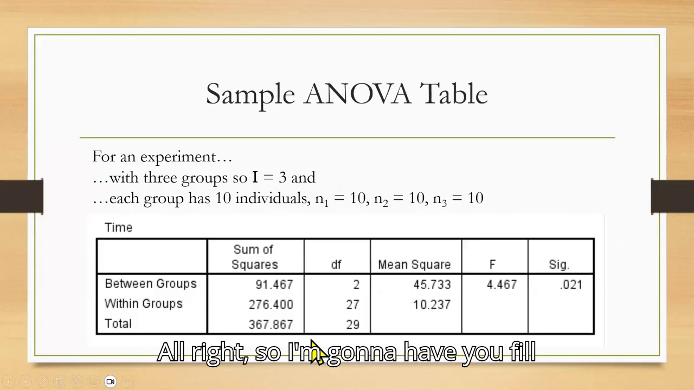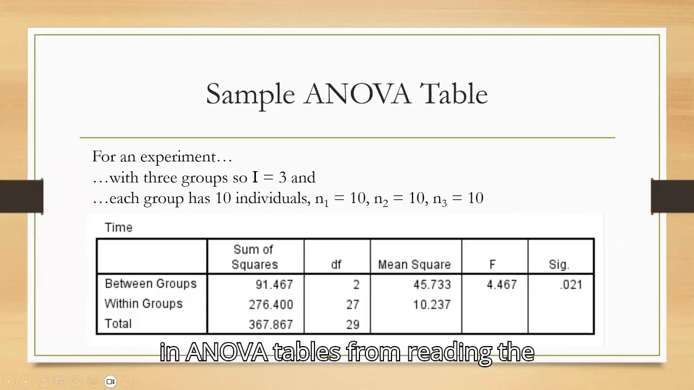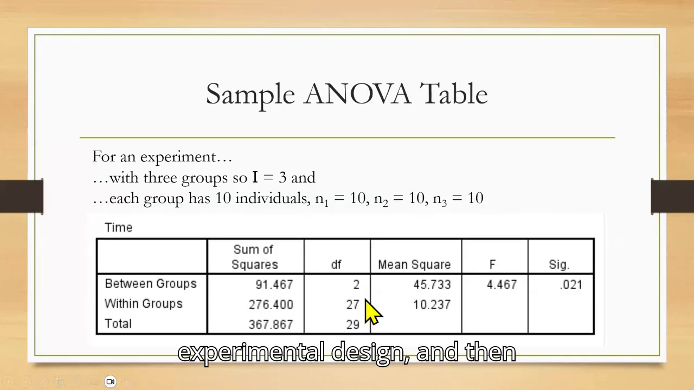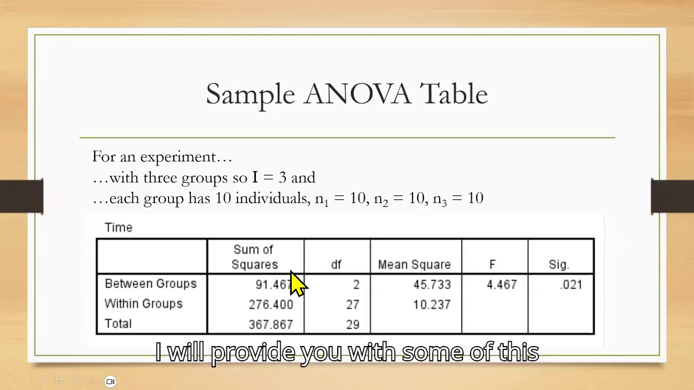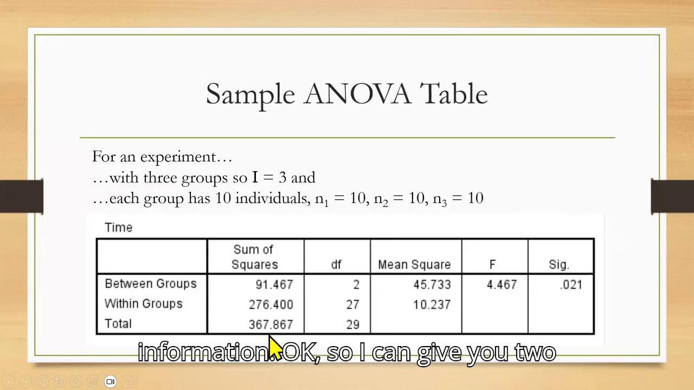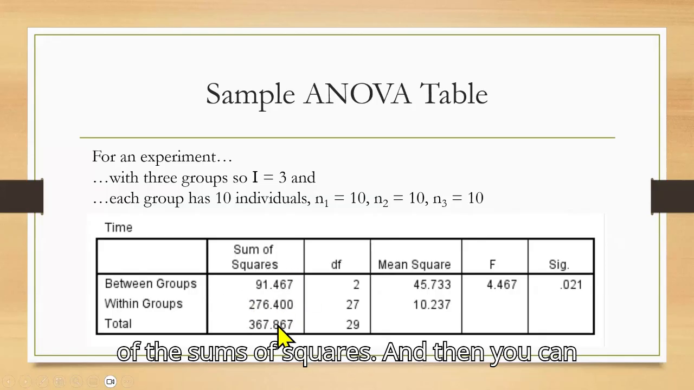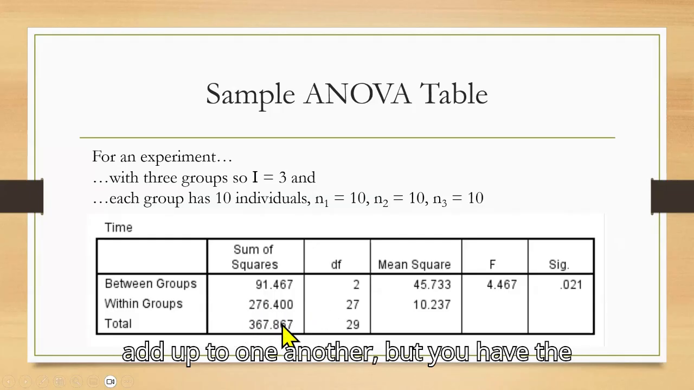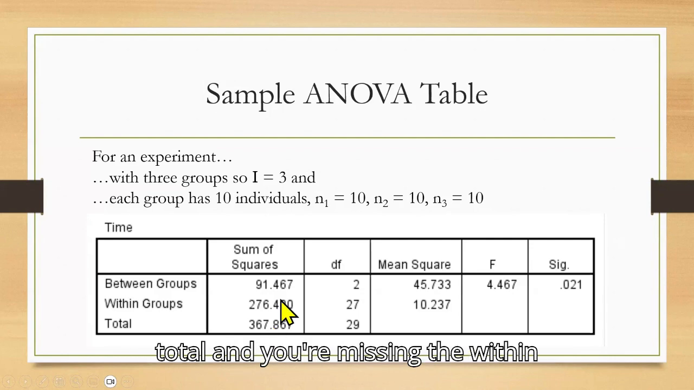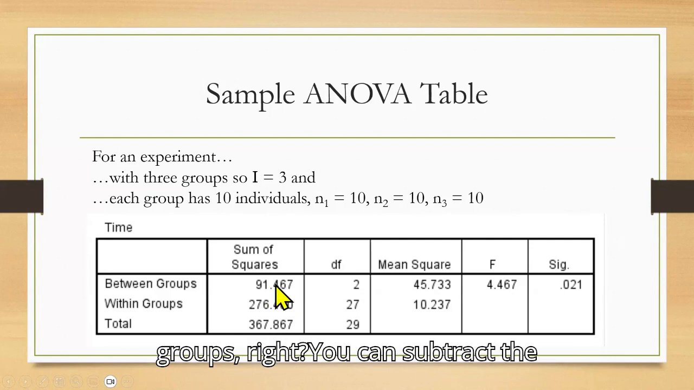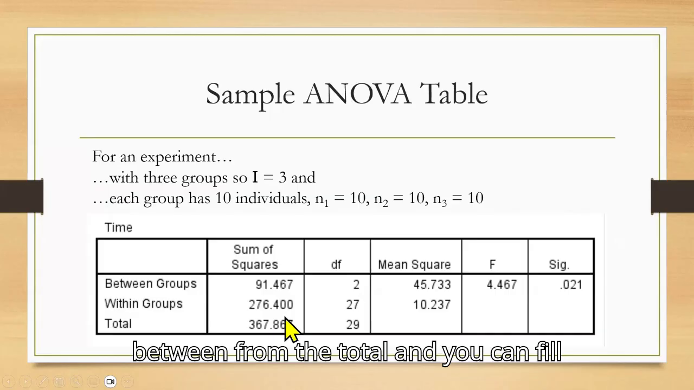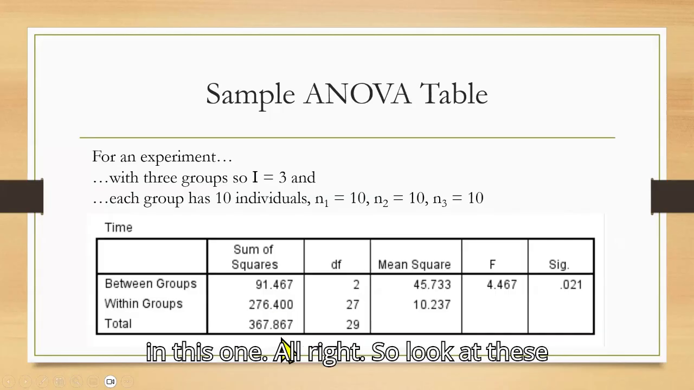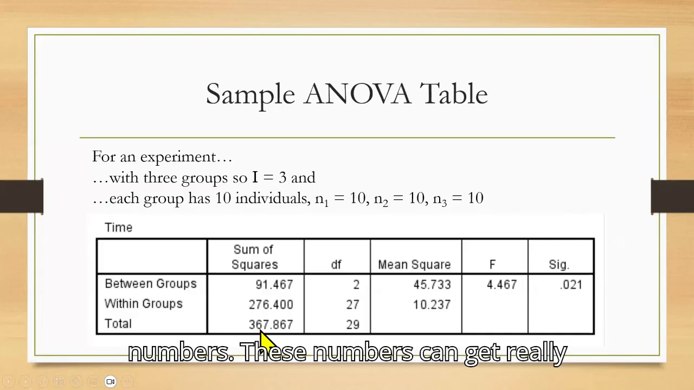All right, so I'm going to have you fill in ANOVA tables from reading the experimental design, and then I will provide you with some of this information. Okay, so I can give you 2 of the sums of squares, and then you can find the other one, because if these 2 add up to the total, and you have the total but you're missing the within groups, right? You can subtract the between from the total and you can fill in this one. All right, so look at these numbers. These numbers can get really big.